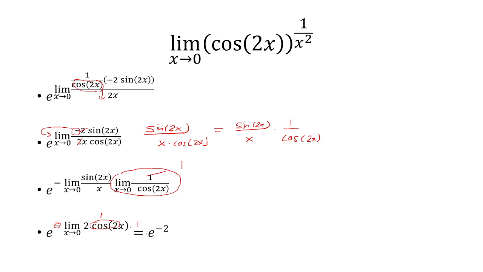And then the base here is e. So the limit as x approaches 0 of this expression is e to the negative second power.